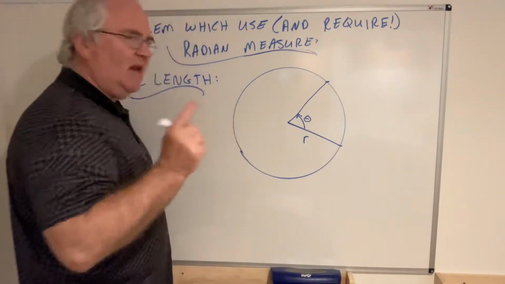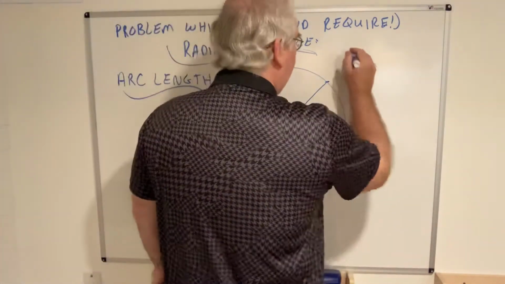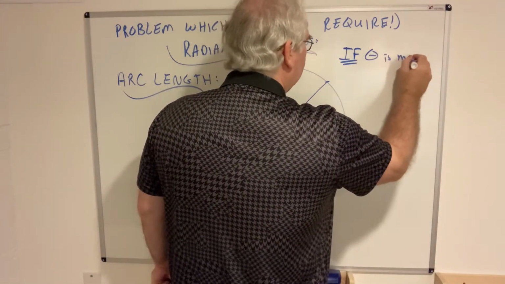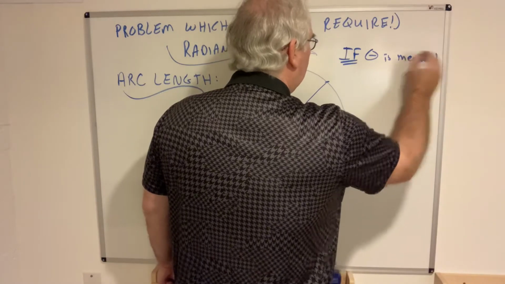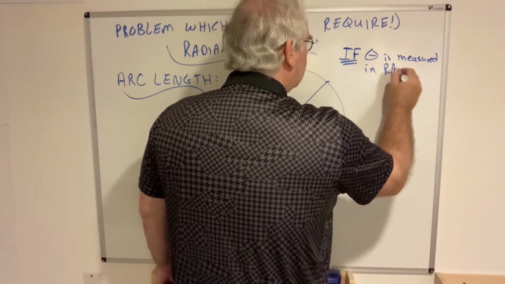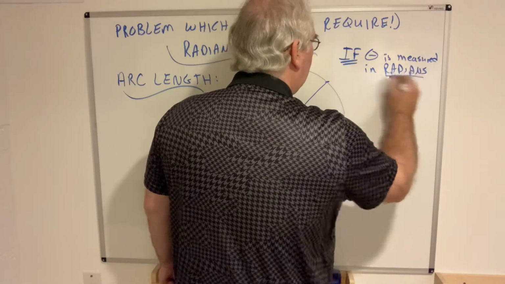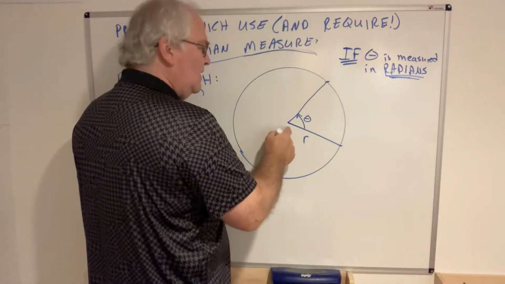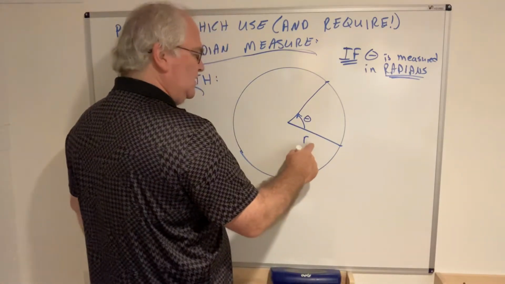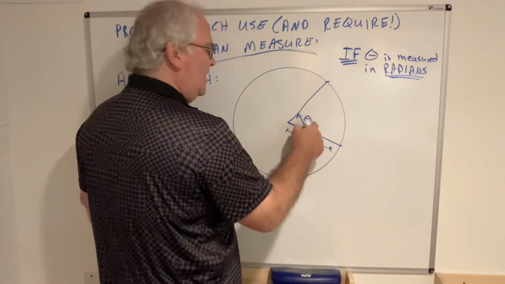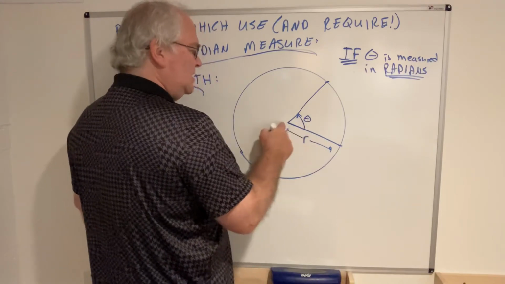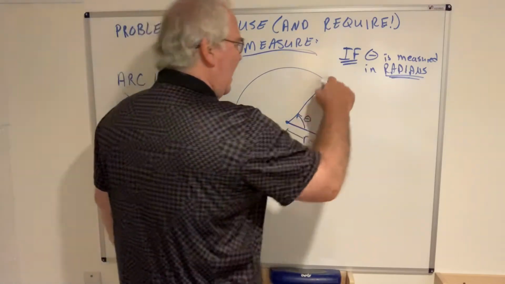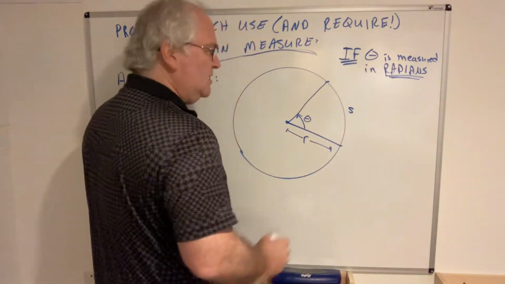And if and only if theta is measured in radians, then this relationship holds. R is this radius. Theta is the measure of the central angle. When we say central angle, it means the vertex of the angle is the center. And then S, we use S for the arc length.